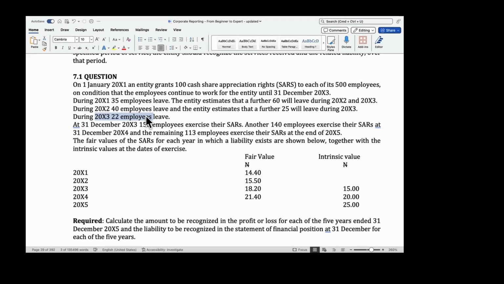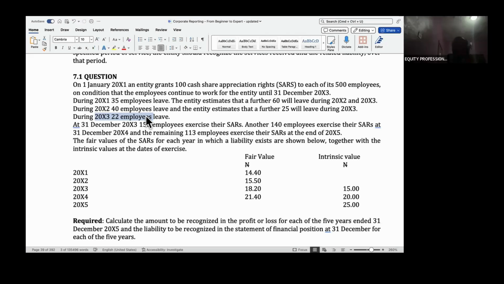That's 403. That's correct. However, there are some complications here for cash settled. They told us that because they can start, they will vest in 2003. So actually, in that 2003, 150 of the employees exercised their share acquisition rights. And for share acquisition rights, we are saying we are going to give you cash if our shares should appreciate.